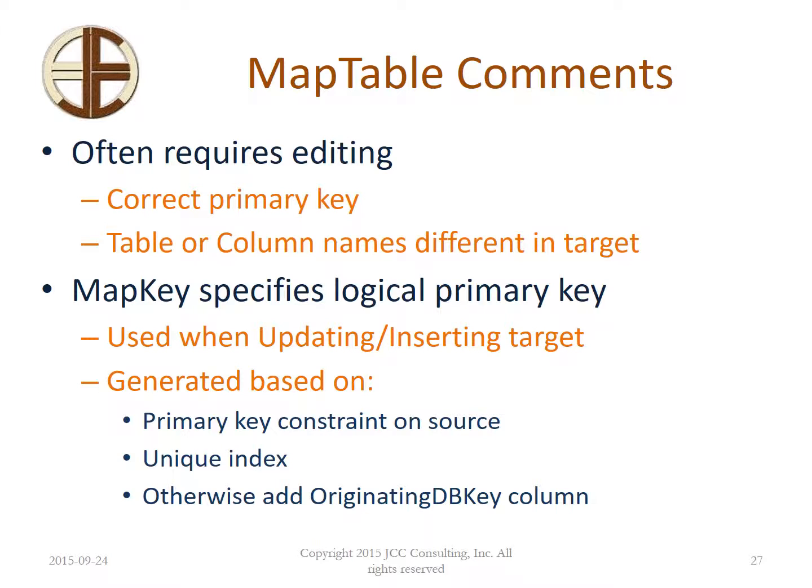You may need to correct the primary keys. If the column names have changed, you may need to change them. The map key specifies a logical primary key that's used when we do an insert or an update into the target, or a delete in the target. And it's generated based on either the primary key constraint on the source or a unique index, or otherwise we assume that you're adding originating DB key to the target.